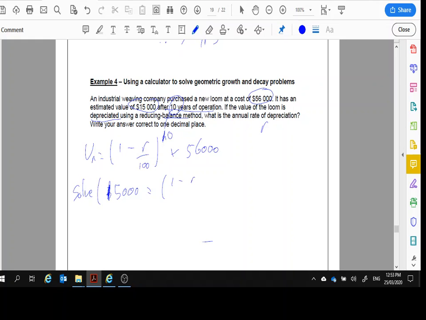15,000 equals 56,000 times 1 minus r over 100, to the power of 10. So when we solve for r, we get r equals 12.34, or r equals 187.05. Of course, we're going to reject this one. We're going to go r equals 12.3. It says 1 decimal place, so 12.3%.